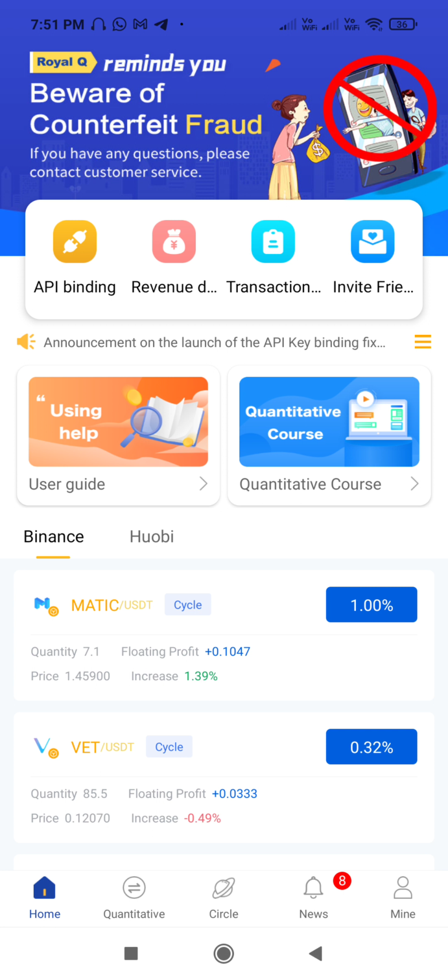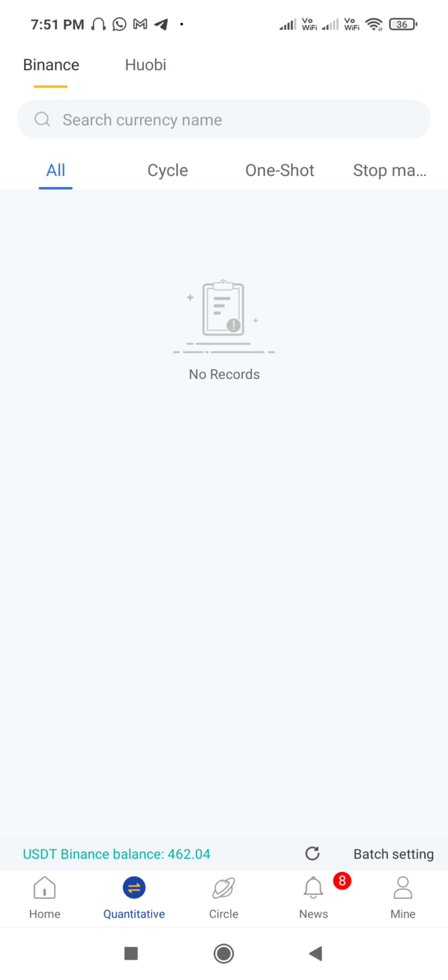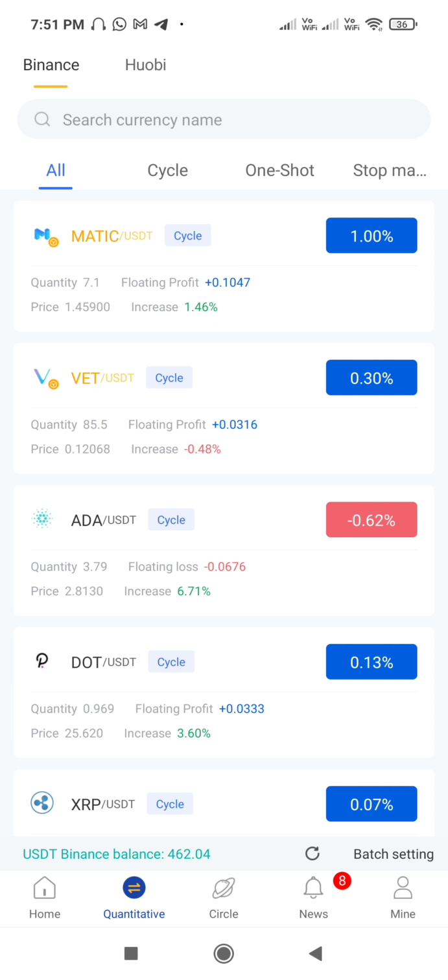I will refresh this one. You will go to quantitative. Once you refresh this, you can see your API has been connected. Additionally, you will get all pairs.